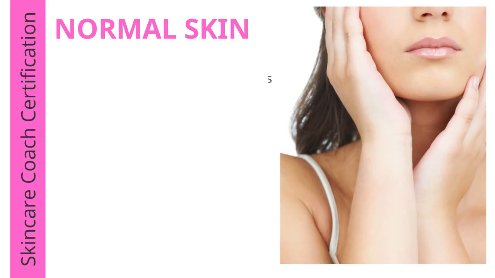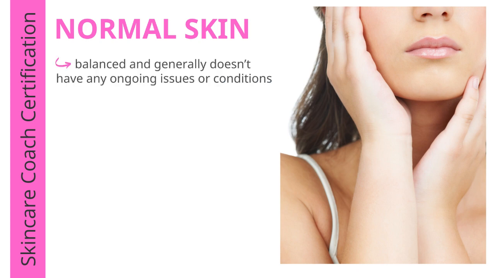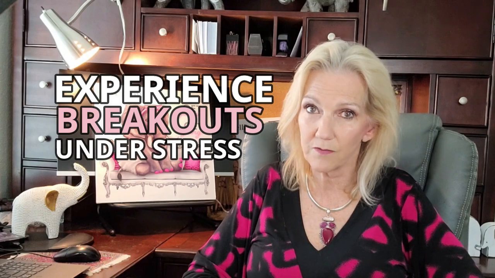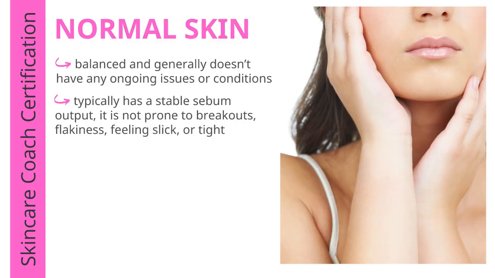Normal skin is a little bit different. Having normal skin means that your skin is balanced and generally doesn't have any ongoing issues or conditions for your age. The key word is ongoing. Normal skin will experience breakouts under stress, for example, but normal skin typically has a stable sebum output.